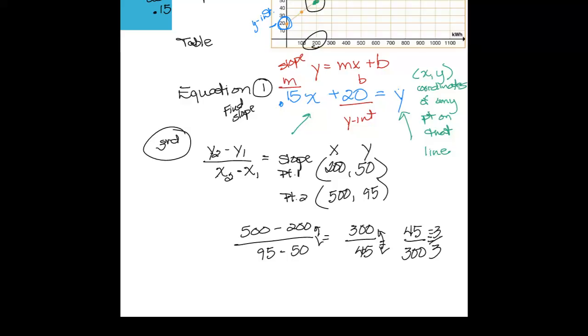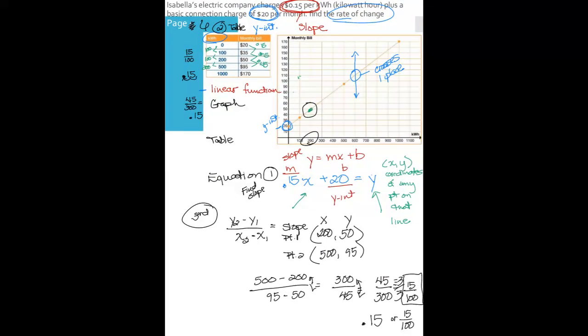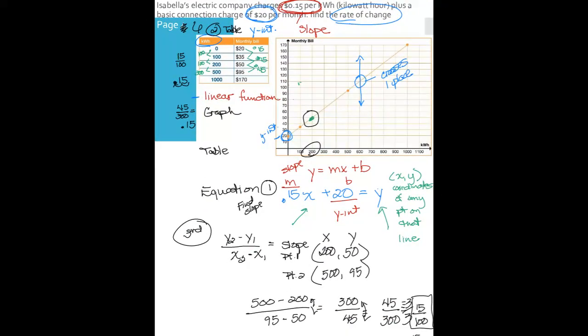Okay. I get 15 out of 100. 15 hundredths, which is my slope again. So there are many ways in how to find that rate of change. By doing it with the graph itself, by using the table, or by using the slope formula. More than you wanted to know, right? Any questions about that? And I am recording, so you can go back and watch and listen to this again.